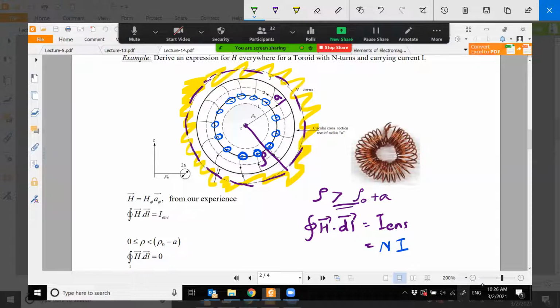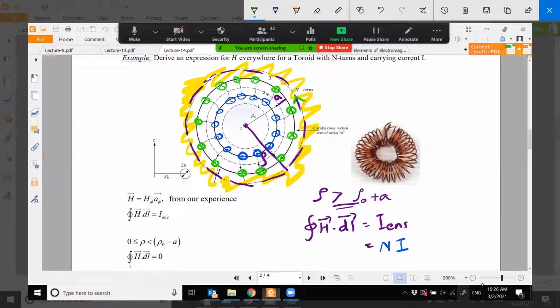Yes, at the outer edge. So at the outer edge, if you cut here, what will you see? You will see the current which is going into the screen, current going into the screen. And how many of these will you see? N. So N currents are coming out and N currents are going in.